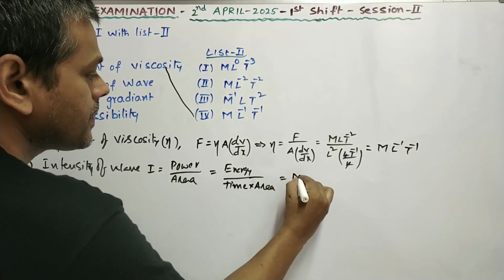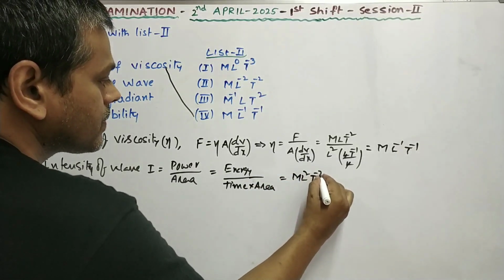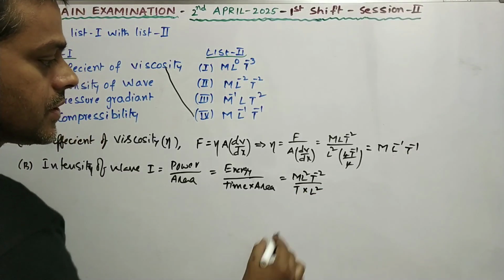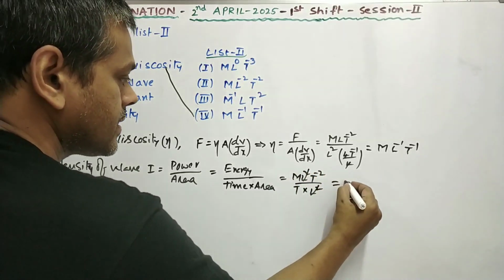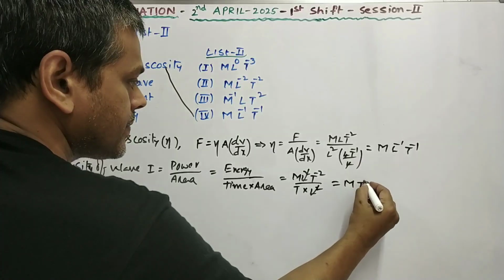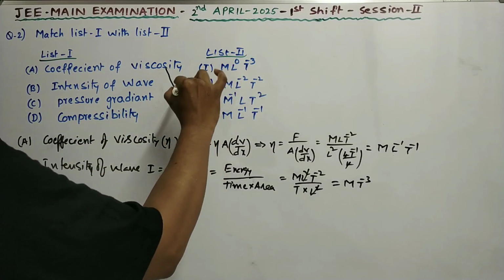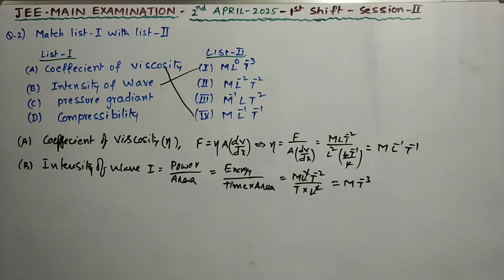So energy is M L square T power minus 2, divided by time T, into area, which is L square. So this L square is cancelled, and we get M T power minus 3. That means M L power 0 T power minus 3 is the dimension of intensity of wave.